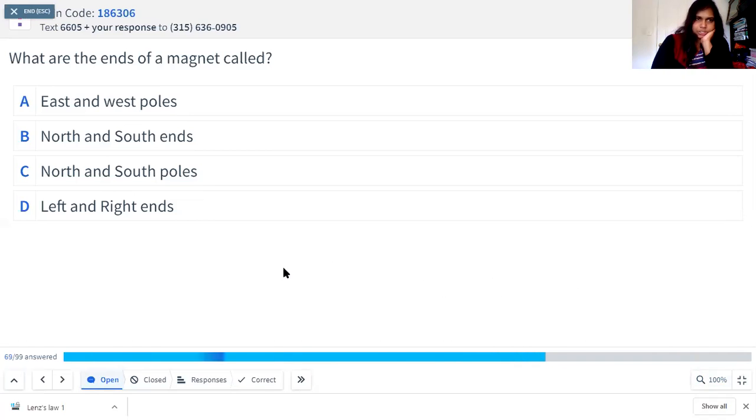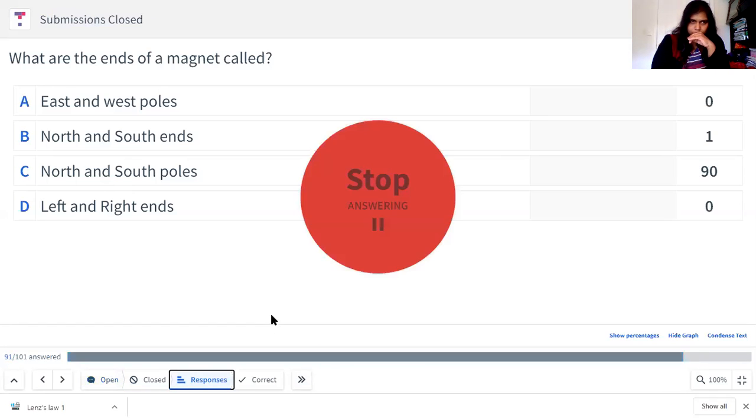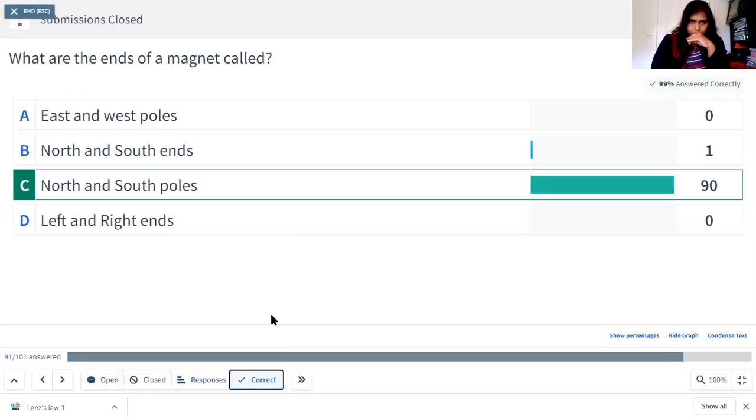Okay, this is a quick question. It's straightforward, so I'm going to close it really quickly. So what are the ends of a magnet called? What are the names of the two sides of a magnet? Okay, so let's look at your responses. Yes, that's great. So I believe 99% is with me now.